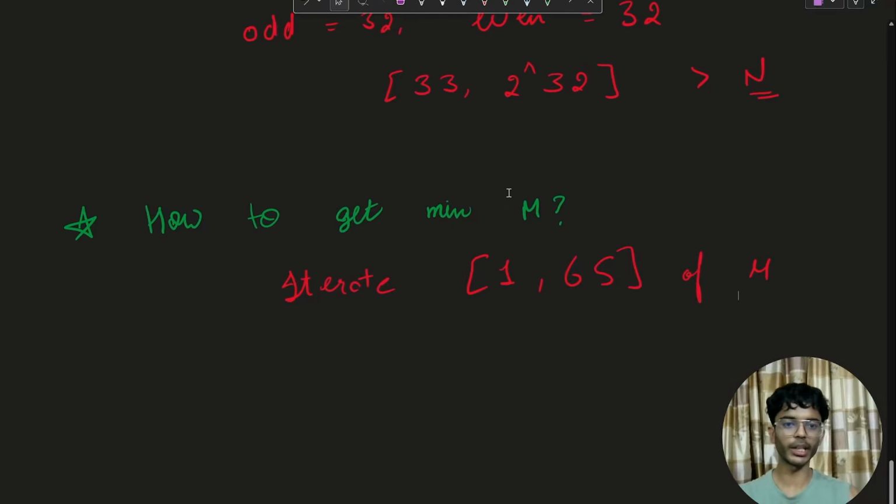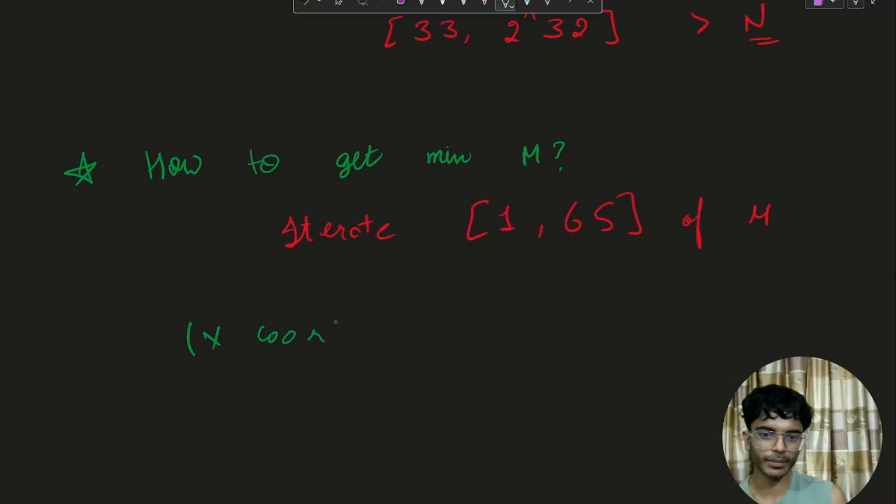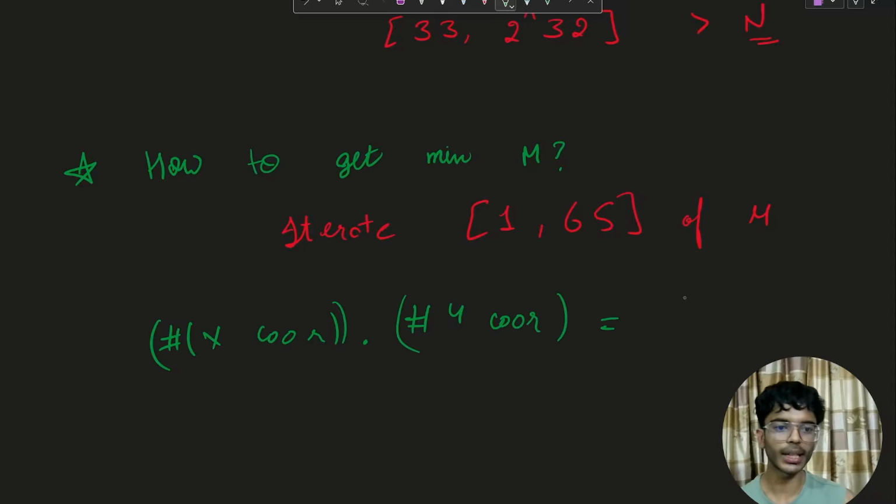From 1 to 65, we'll iterate over every possible value of m, and we'll see whether we can get the product of the number of x coordinates and the number of y coordinates equal to n using that particular value of m, right? Now, how would we get that? So we'll use a brute force approach.